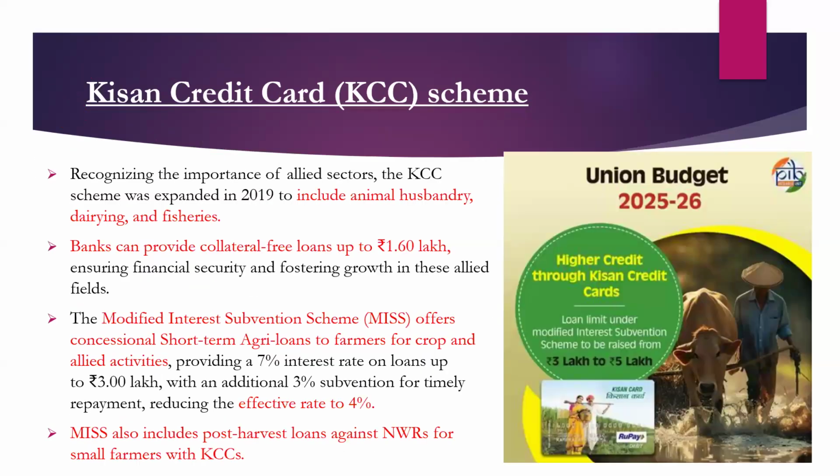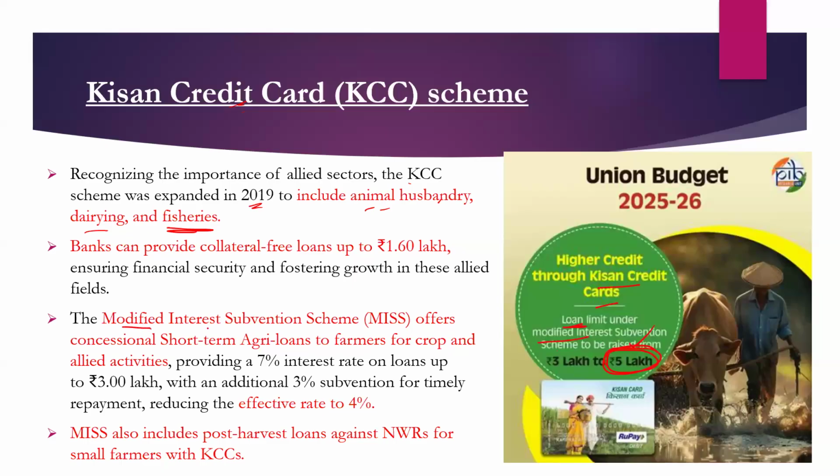But why are we covering this in news? Because now the loan limit has been increased here. Under the Kisan Credit Card scheme, earlier under the modified interest subvention scheme, it was 3 lakhs. Now it has been raised to 5 lakhs under this union budget. So this you should clearly know. Now, when you talk about the Kisan Credit Card scheme, in 2019 the ambit of the scheme was increased to include animal husbandry, dairying, and fisheries also.